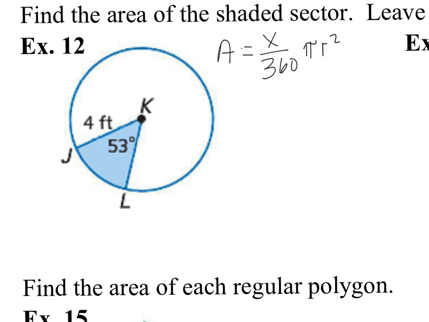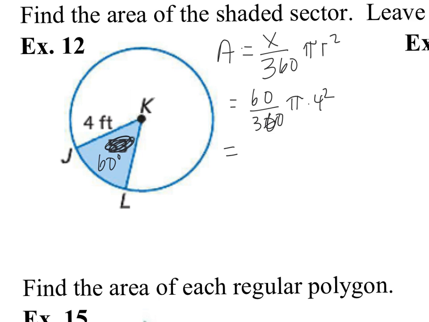The next 3 examples ask us to find the area of a shaded sector, and remember that a sector is a portion of the area of a whole circle bounded by 2 radii and an arc. This first example, I'm going to change this central angle to an easier number to work with. We're going to call that central angle 60 degrees. So to find the area, we will take 60/360ths of pi r squared. That would be a portion of the area of the whole circle. Well, if our central angle measures 60 degrees, then to find the area, we'll take 60/360ths times pi times the radius squared.